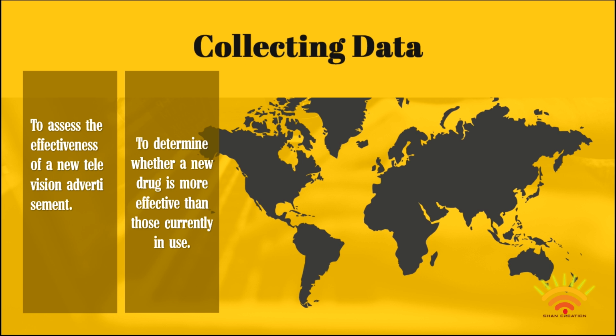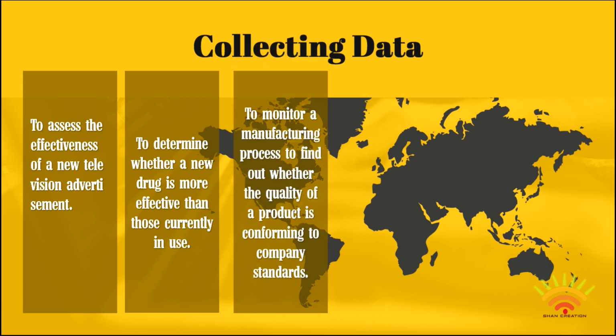A pharmaceutical manager needs to determine whether a new drug is more effective than those currently in use. So this pharmaceutical company has introduced a new drug, and they are going to make a conclusion about whether the new drug is working compared with the previous one. An operations manager wants to monitor a manufacturing process to find out whether the quality of a product is conforming to company standards.